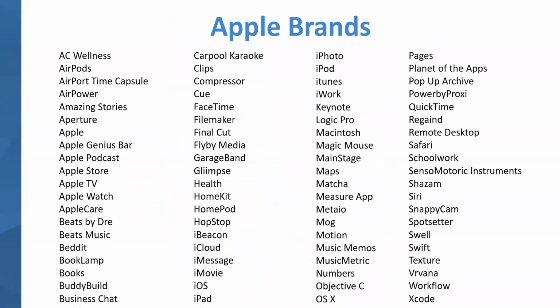This is an example of some of the different brands that we have under Apple's umbrella. A lot of them, like the iPad, are pretty obvious, but some other things may not be as obvious. For example, the Measure app, Swell, Workflow, some of these more obscure brands that people could be talking about when they actually are talking about Apple.